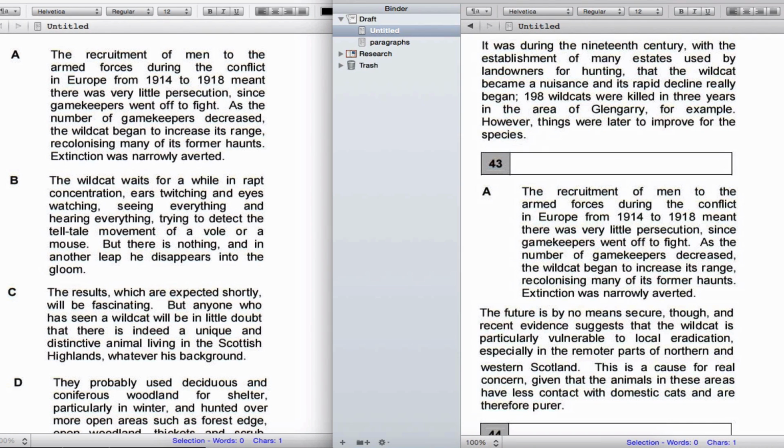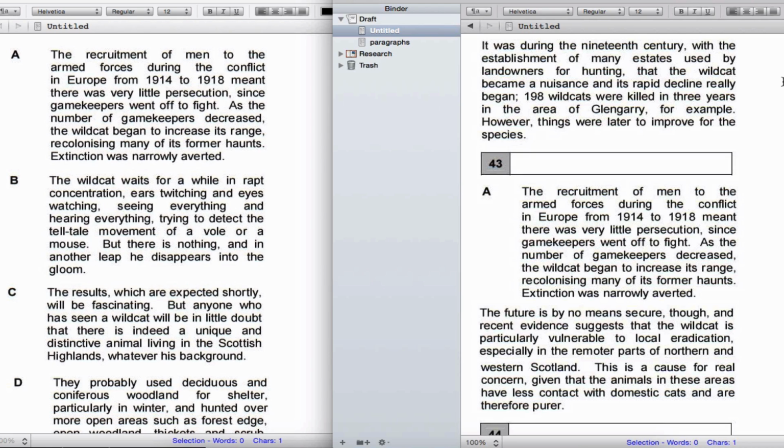It was during the 19th century. Okay, and we have this information about how many wildcats were killed. And then in the middle of the paragraph, we have, as the number of gamekeepers decreased, the wildcat began to increase its range, recolonizing. Extinction was narrowly averted. The future is by no means secure, though. This though links to extinction was narrowly averted.